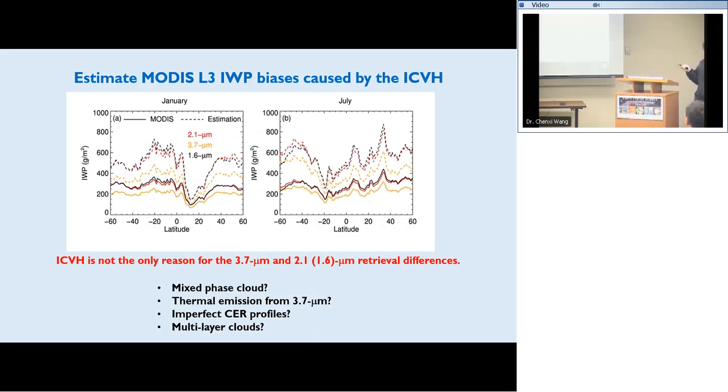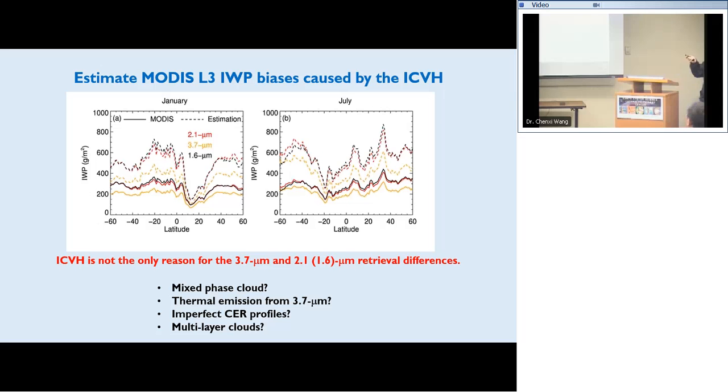Here's the zonal mean of the MODIS retrieved IWP and the estimation. So the MODIS is the solid curve and the dashed curve is the estimation. You can find that the estimation is always larger than the MODIS, and different colors indicate different channels. But here, one thing I want to emphasize is the 3.7 IWP is the lowest product.